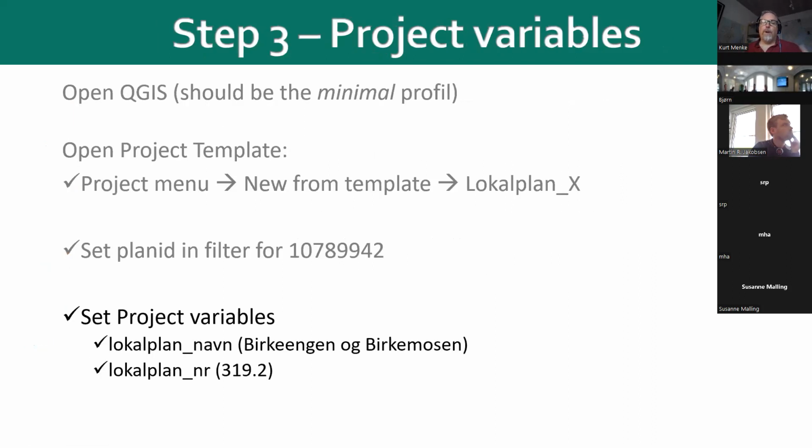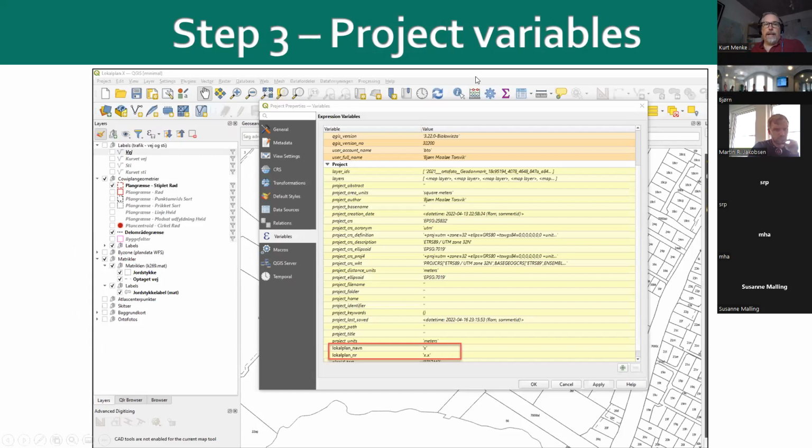The next step is project variables. So there are these things called variables in QGIS, which store values. So you have project variables that are set up to help automate some of the work. One is lokalplan navn, and the other is lokalplan nummer. And so we can set those to the appropriate values for the project you're working on, and that will help automate other things within QGIS. And this is what that looks like.